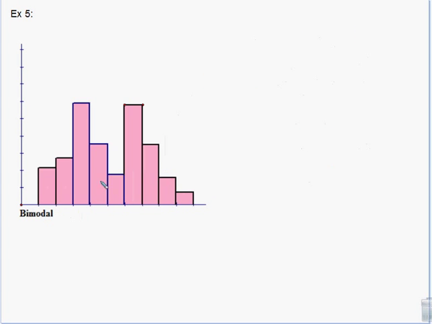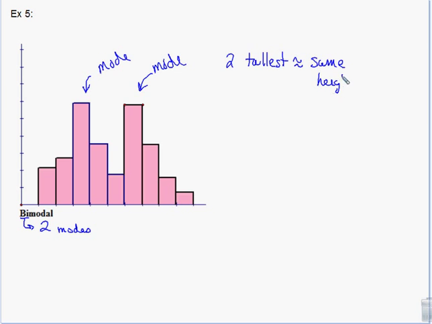Bimodal. Two modes. You can see how there's still kind of two peaks. We have two modes. The two tallest peaks will be approximately the same height. Otherwise it's not going to be bimodal, because remember, the mode is the number that shows up the most frequently. Now, they don't have to be the exact same height. These are not exactly the same height, but they're close enough.